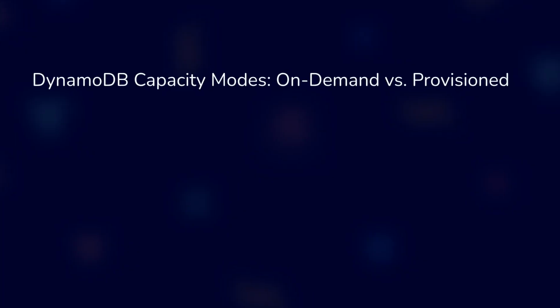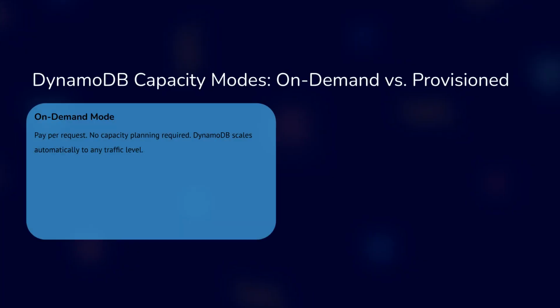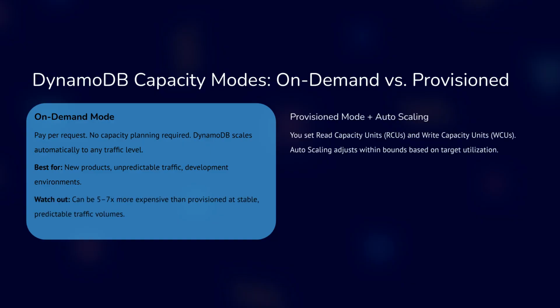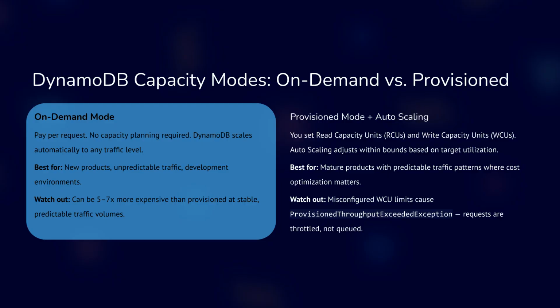DynamoDB offers two capacity modes. On-demand mode is pay-per-request, best for new products or unpredictable traffic. Provisioned mode requires setting read and write capacity units and is cheaper for mature products with stable, predictable loads. However, misconfigured limits in provisioned mode lead to request throttling.